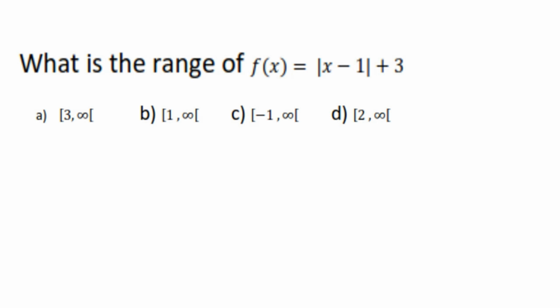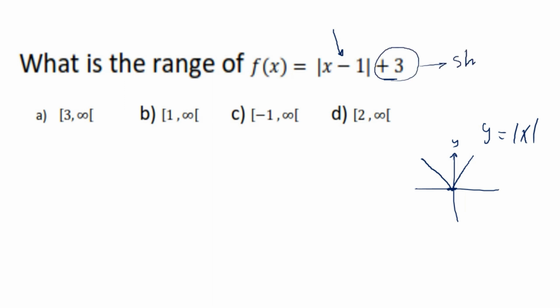For the students who don't know, the parent function y is equal to the absolute value of x, its graph is like that, and its range starts from 0 till infinity on the y-axis. In the case of x minus 1 plus 3, this 3 is outside the function, so this is a shift up 3 units. And minus 1 means that you are moving to the right, not the left. So you are going to move this graph to the right and then move it up 3 units.